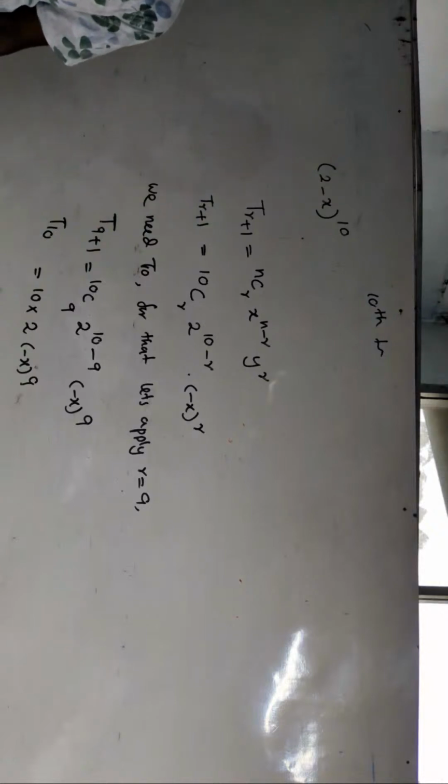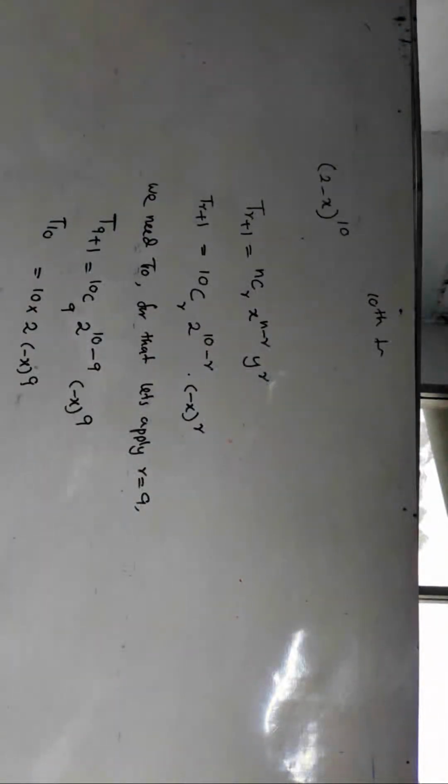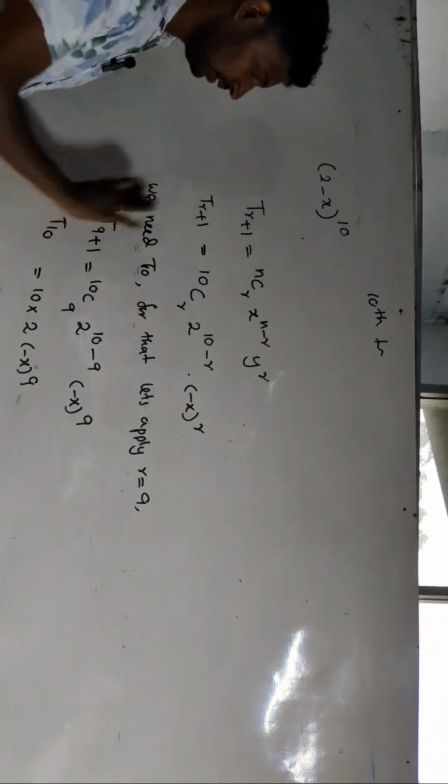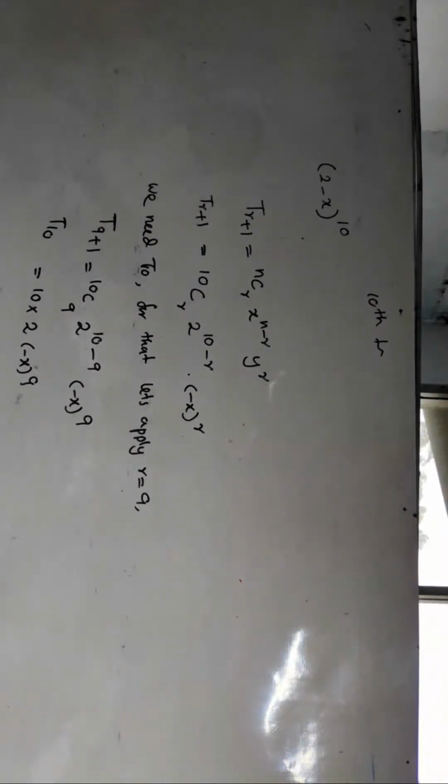We can find the exact term we need. Write down the answer to this one. But be careful when you do this application. You need to apply for the r. If you want the 10th term, r is equal to 9.